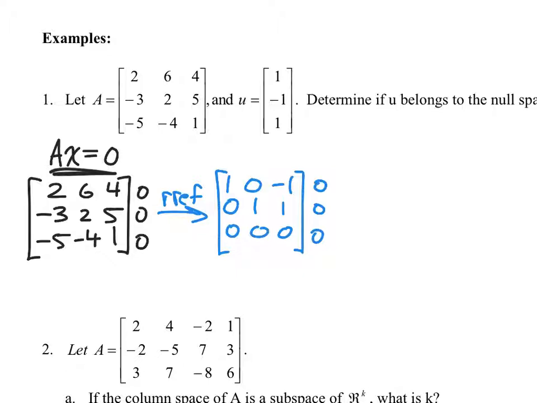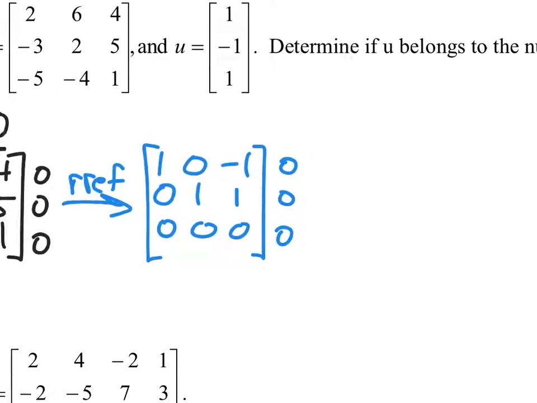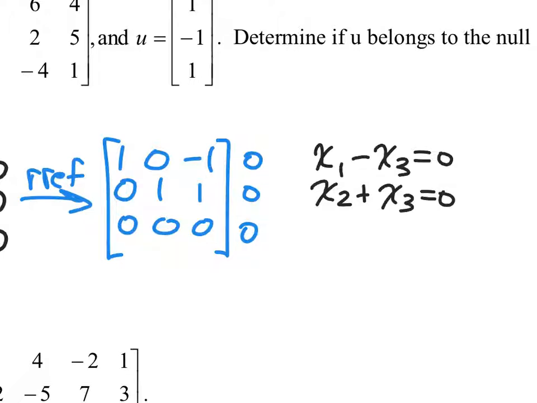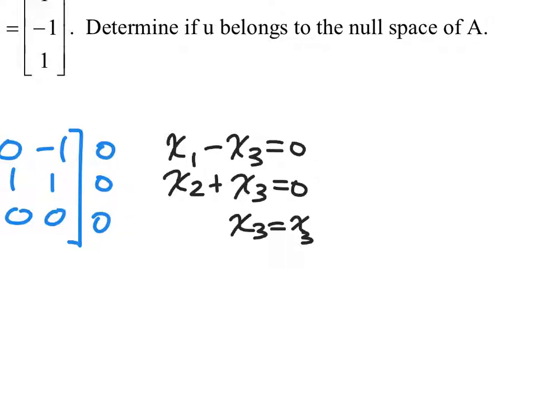So you're kind of hand waving around it, but this is really the same as saying x1 minus x3 equals 0, x2 plus x3 equals 0. And then we have the free variable x3 equals x3. So we're looking at x1, x2, and x3.